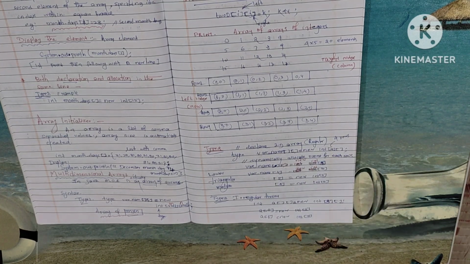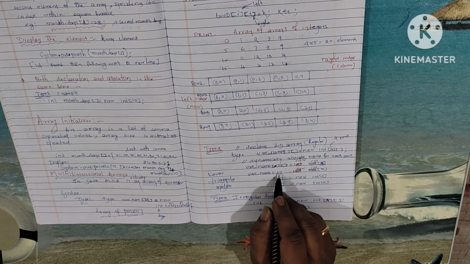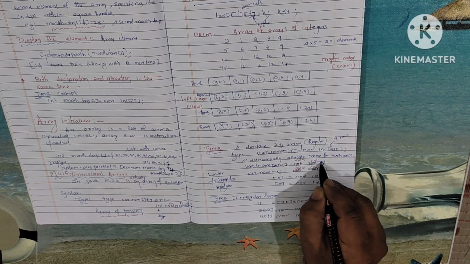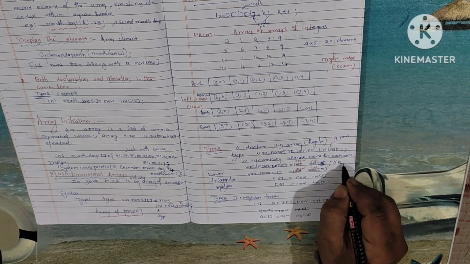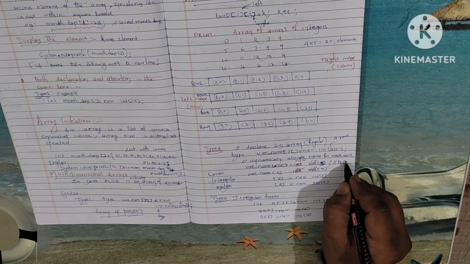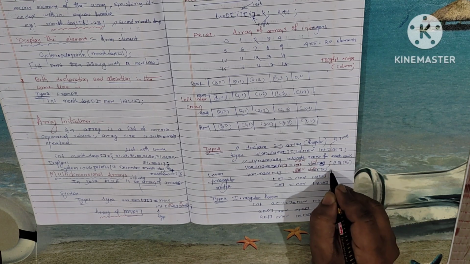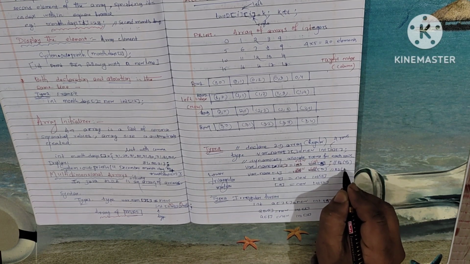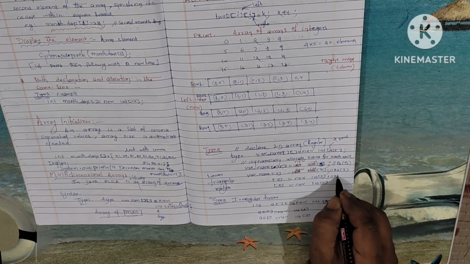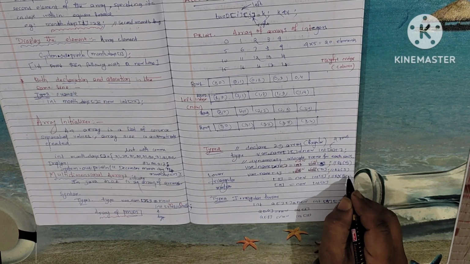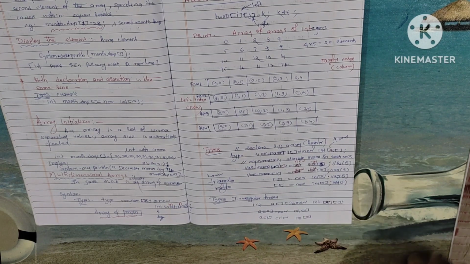So we declared here 4 times 5. For each row, row 1 allocates memory for 5 integers. Row 2 allocates for 5 integers. Row 3 allocates memory for 5 integers. Row 4 allocates for 5 integers.